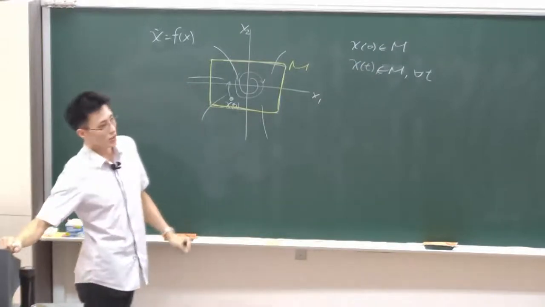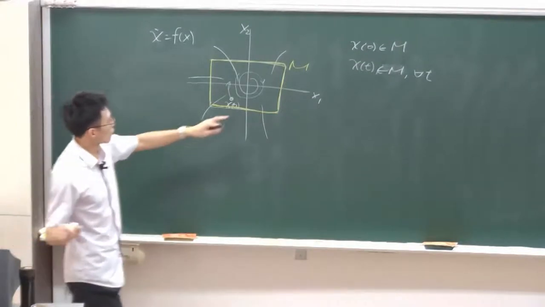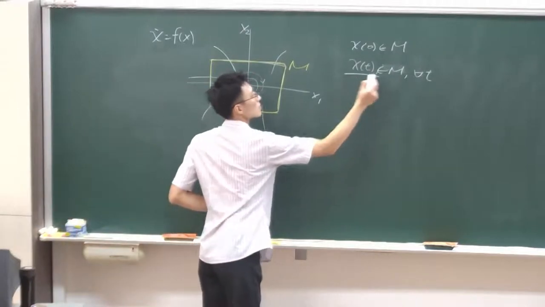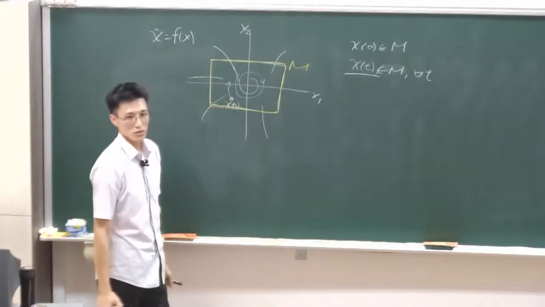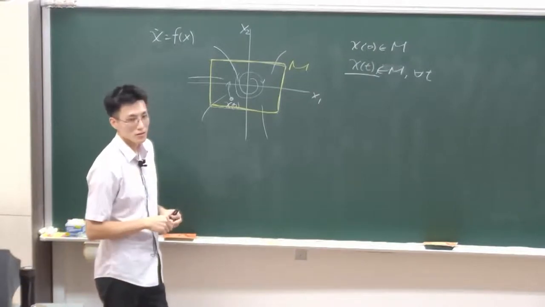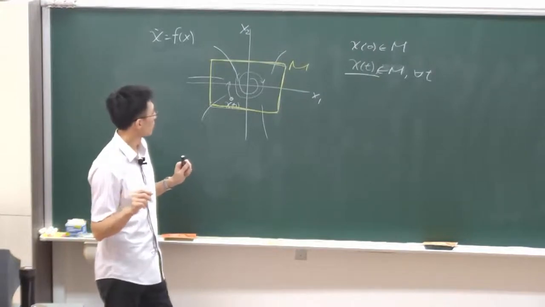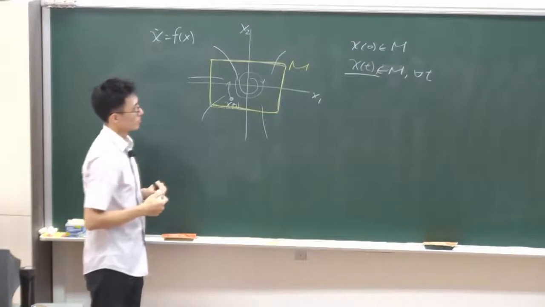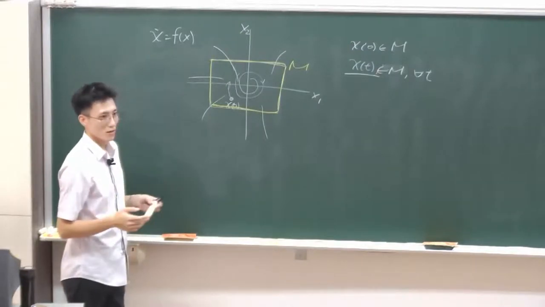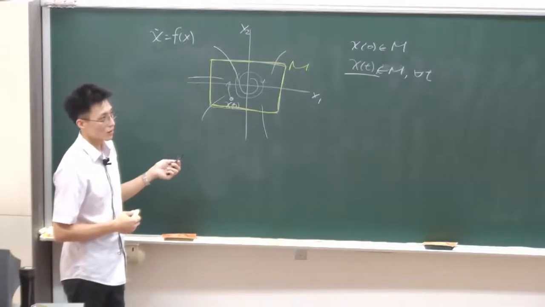So how do you guarantee this? We don't know the solution, right? We don't know what the solution of x(t) is. How do we find M, or how do we guarantee that there exists an M that x0 never leaves if it is initially inside M? Is that clear for this definition?